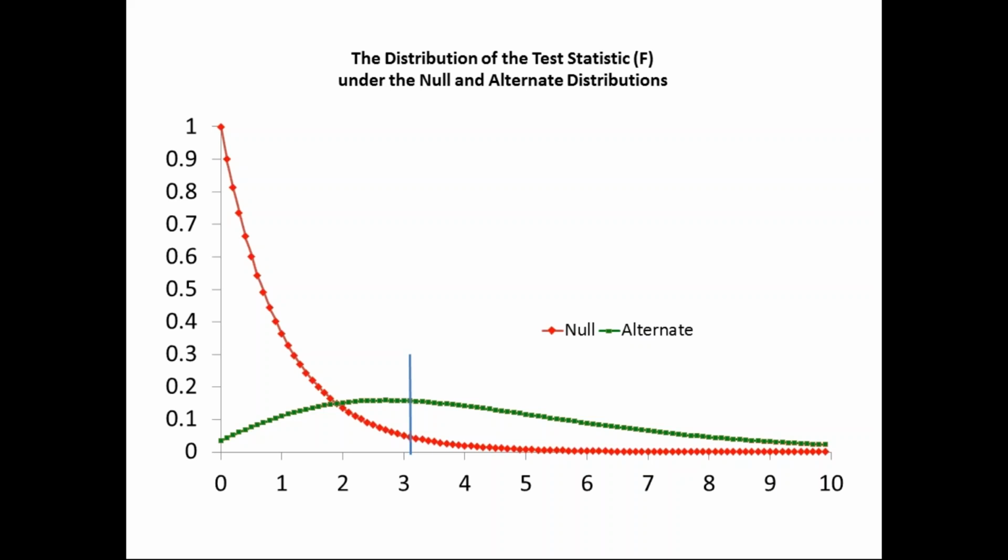Okay? So, where's my power? My power is always what? Under the alternative distribution, it's the area above the vertical line that is associated with the green. Now, here's the interesting thing. This is getting a little bit further down into stats theory than you really want to do. The red line is called a central F distribution. The alternative is a non-central F.